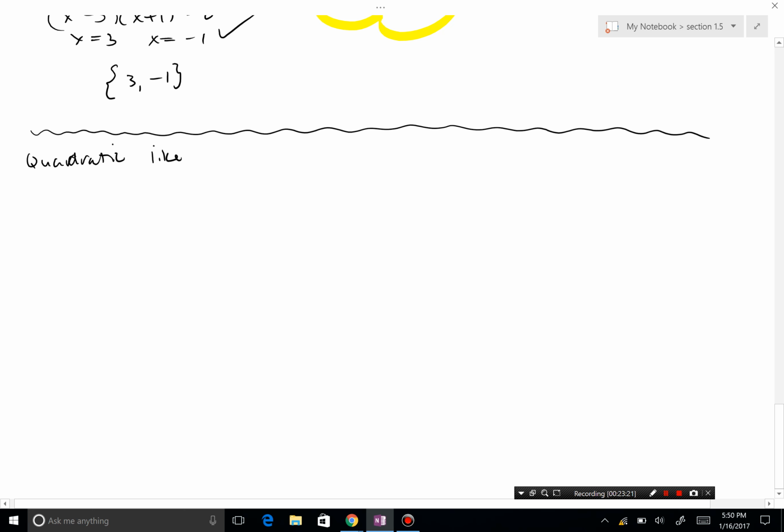Quadratic-like. What do you mean by quadratic-like, not quadratic? Well, x to the 4th minus 5x squared plus 4, what degree is that? Clearly it's degree 4, which means that it's not quadratic. So what do we do? Well, we're going to assign a dummy variable. And you'll notice we'll do this all throughout mathematics to make things formatable.